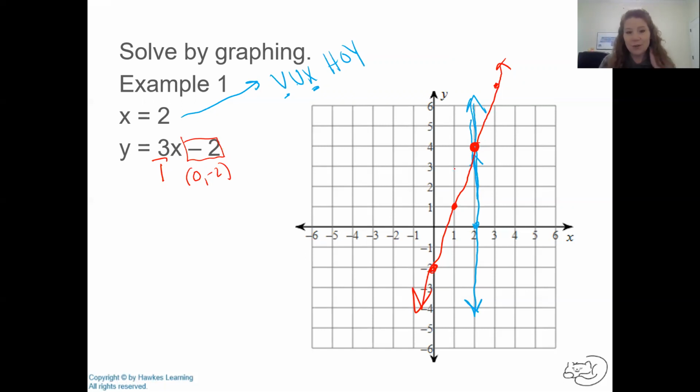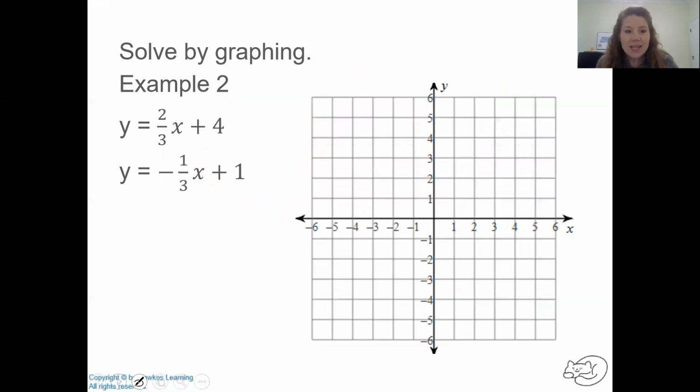So first of all, the word we would use is consistent. If there's one solution, we're going to use the word consistent. And then where they intersect, that is the solution. So what is this ordered pair right here? Well, from here, I would go right 2, up 4. So 2, 4. If I plug in 2 for X and 4 for Y, both of these statements would be true. Okay. All righty. What about this one?